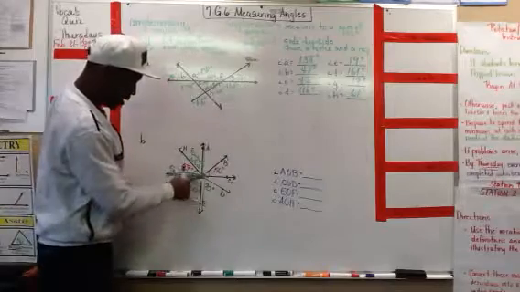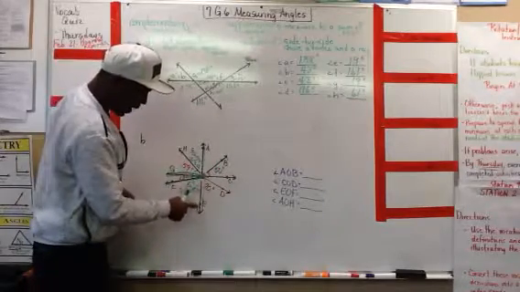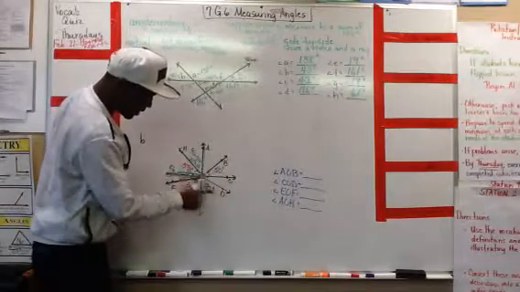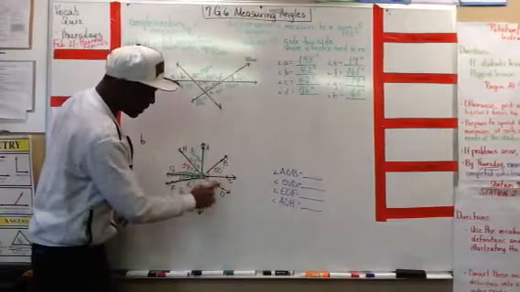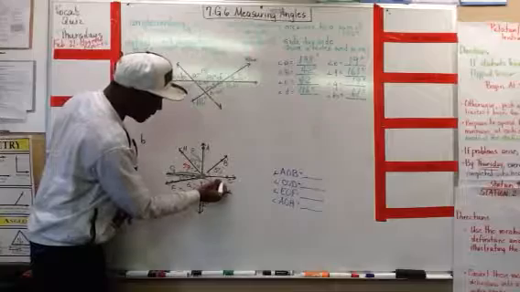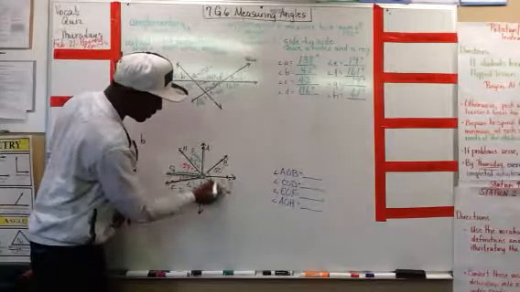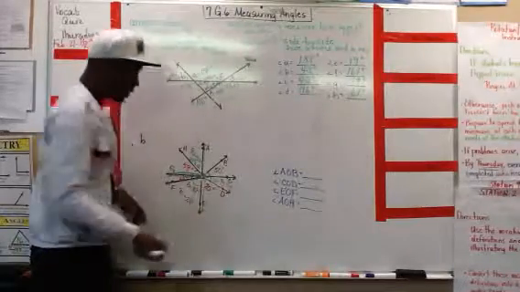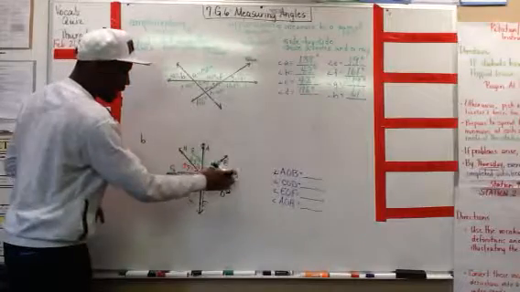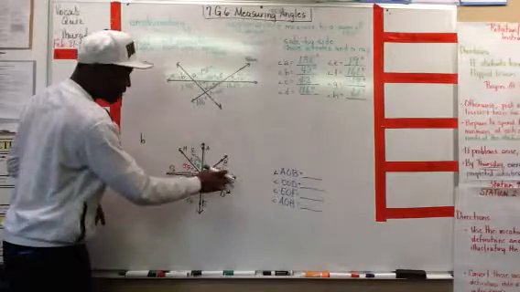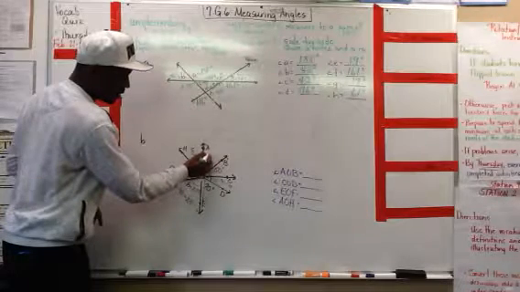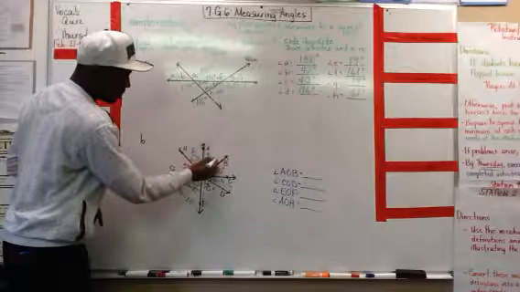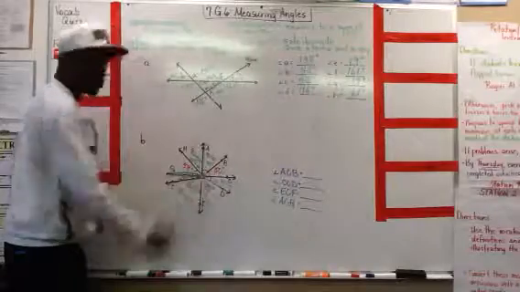Now I'm at angle EOC. Well, angle EOD is 70 degrees. So what does this little piece have to be? 90 minus 70. So this one has to be 20 degrees. In this right angle right here, we already have 50 degrees of it. So this one has to be what? 90 minus 50, or 40 degrees.